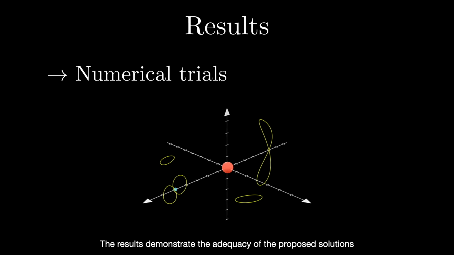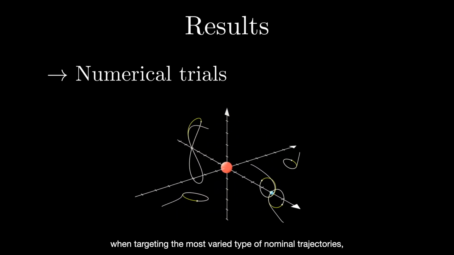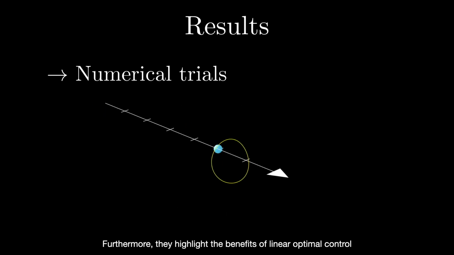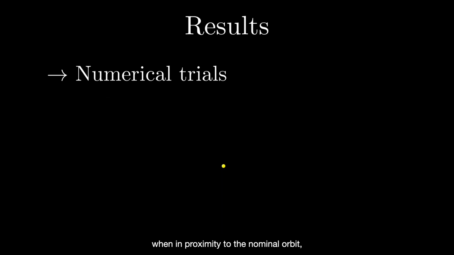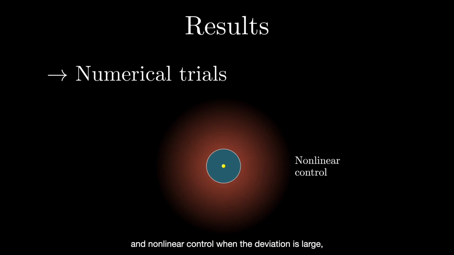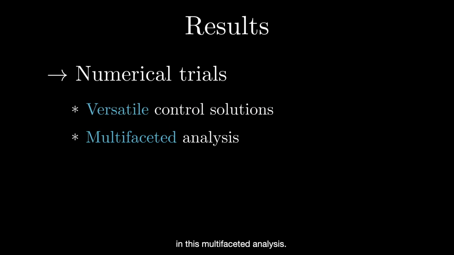The results demonstrate the adequacy of the proposed solutions when targeting the most varied types of nominal trajectories, attesting to the versatility of the implementation. Furthermore, they highlight the benefits of linear optimal control when in proximity to the nominal orbit and nonlinear control when the deviation is large, which lends credence to the 2 base techniques employed in this multifaceted analysis.